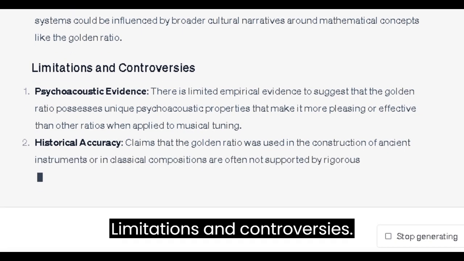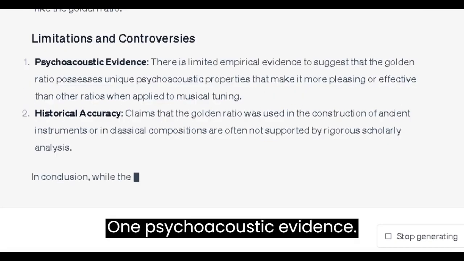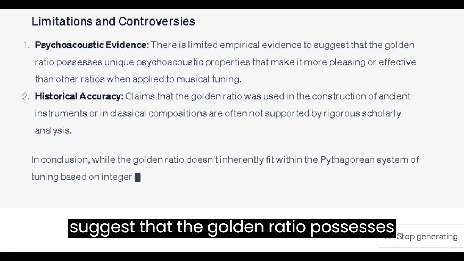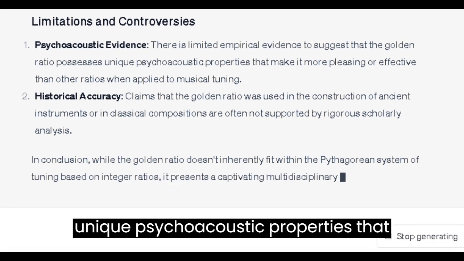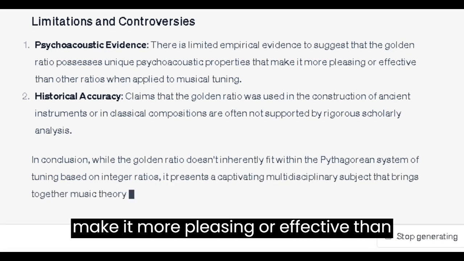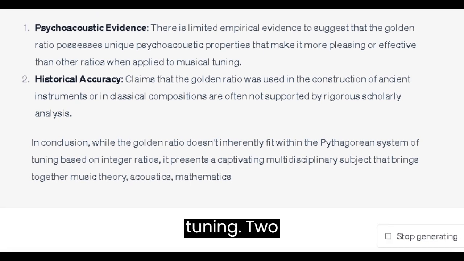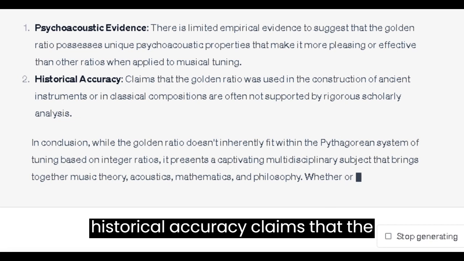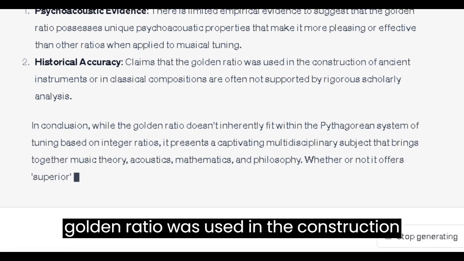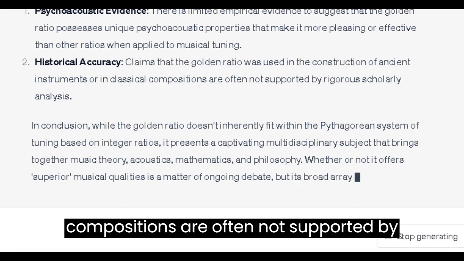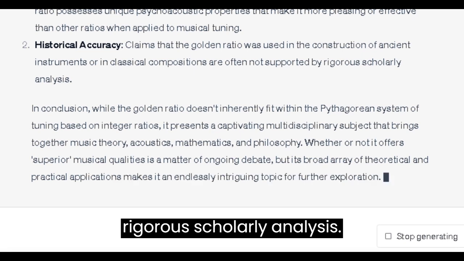Limitations and controversies. 1. Psychoacoustic evidence. There is limited empirical evidence to suggest that the golden ratio possesses unique psychoacoustic properties that make it more pleasing or effective than other ratios when applied to musical tuning. 2. Historical accuracy. Claims that the golden ratio was used in the construction of ancient instruments or in classical compositions are often not supported by rigorous scholarly analysis.